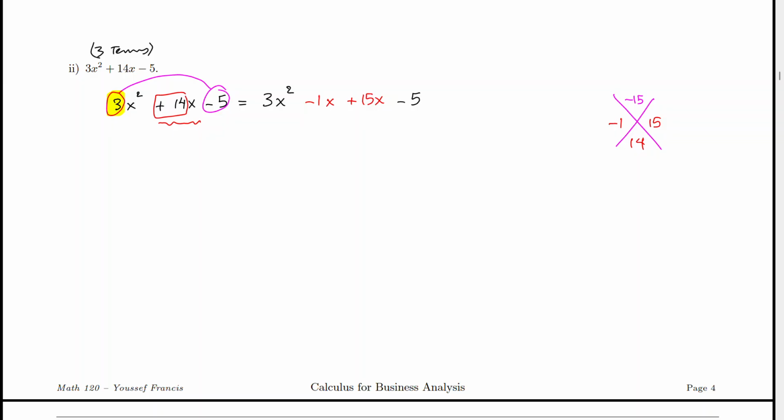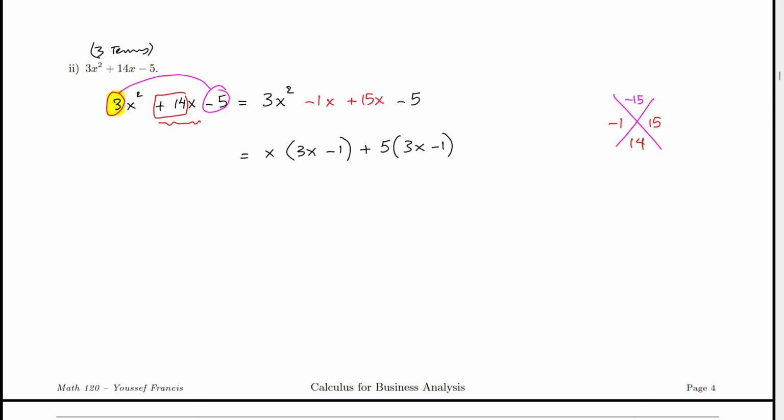And what we will do next is group each two together and think about what they have in common. So ignore the 15x and 5 for a moment. Look at the 3x squared and negative 1x. What's common to both of them is just simply x. So we factor out the x, and that leaves us with 3x minus 1 inside the parentheses. Now we turn our attention to the 15x and 5. What's common to both of those? 15 and 5 are both multiples of 5, and so we factor out the 5, and that leaves us with 3x minus 1 to go inside the parentheses.